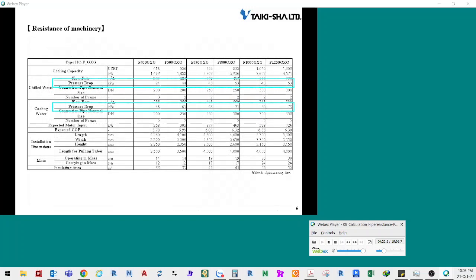Confirm the resistance of machinery with technical materials including catalogs, specifications, and manufacturer's engineering data. If relevant resistance is not described on such materials, confirm it with the manufacturer and be sure to take it into account.